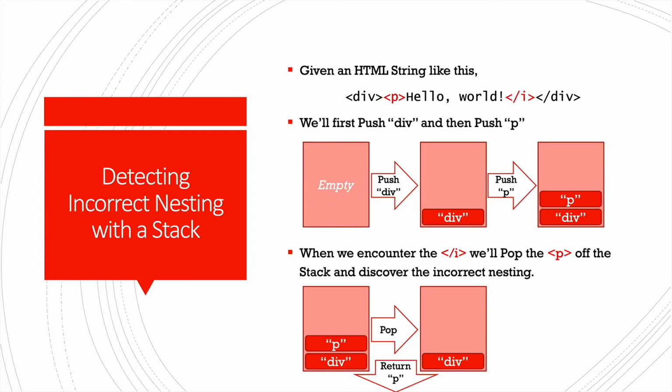So once we have the stack data structure in place, detecting an incorrect nesting becomes pretty simple. Given this incorrectly nested HTML string, first we'll push the opening elements onto the stack. So we'll push our div, and then we'll push our paragraph tag. Then when we start to encounter closing elements, we'll start to pop items off of the stack. So we encounter the closing I element, and we pop the top element off the stack, which ends up being a paragraph tag, which we compare to our I tag, and we can quickly determine that that's our incorrect nesting. So we could return P, because if the P were changed to an I, now this would be correctly nested.